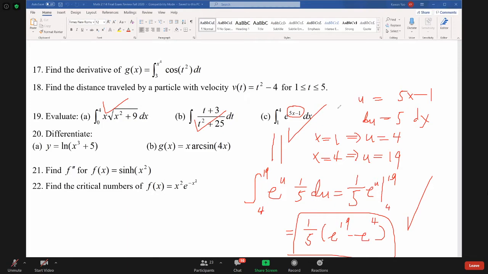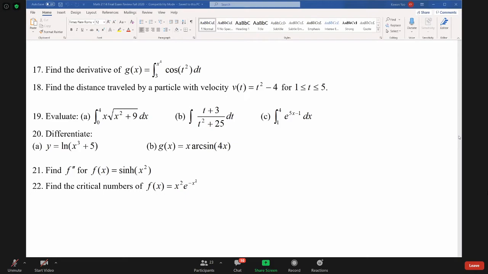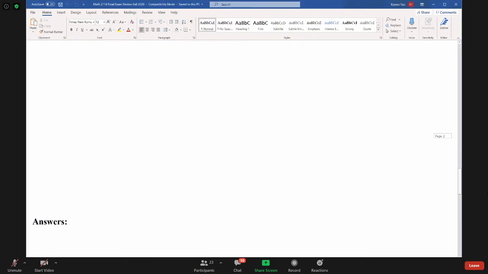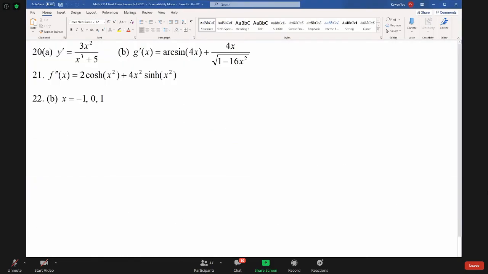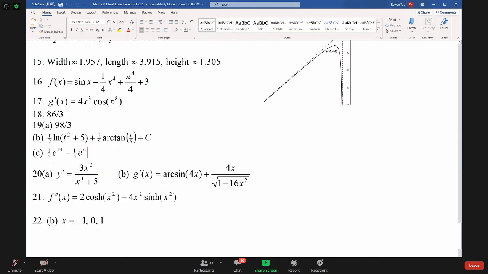Okay, let me check the answer. Let me erase these. Okay, this is so easy. I hope we have the same answer. Yes, see? 1/5 e^19 minus 1/5 e^4. Same answer, right? You can put a 1/5 common factor outside, so inside e^19 minus e^4, right? Same answer. Perfect. Now we have finished the chapter 5 review, right?